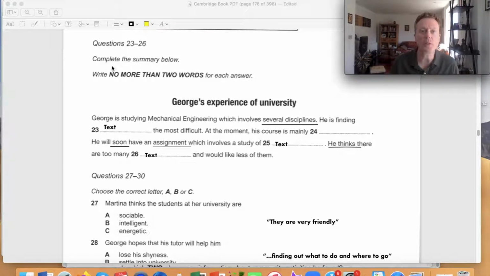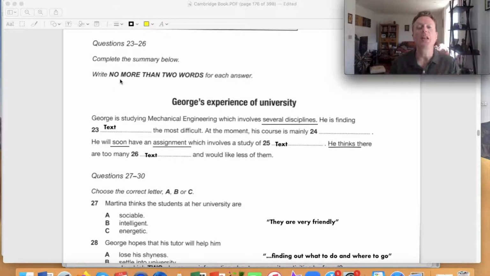Here are the instructions, no more than 2 words. So simply 1 word or 2 words. So be very clear about that. Sometimes it's no more than 3 words and or a number, or sometimes it's 1 word only, but be very clear. So number 1, instructions.